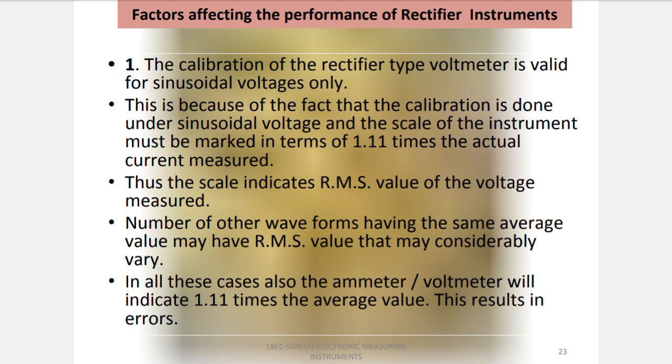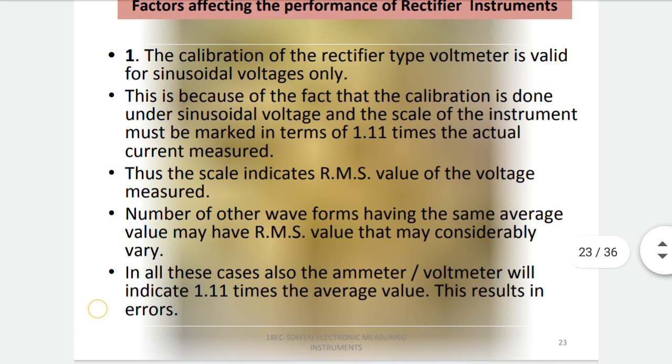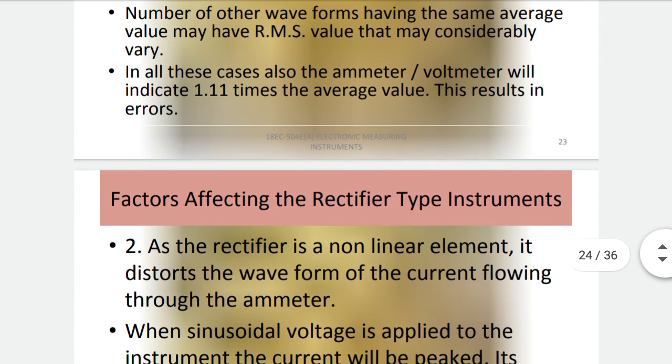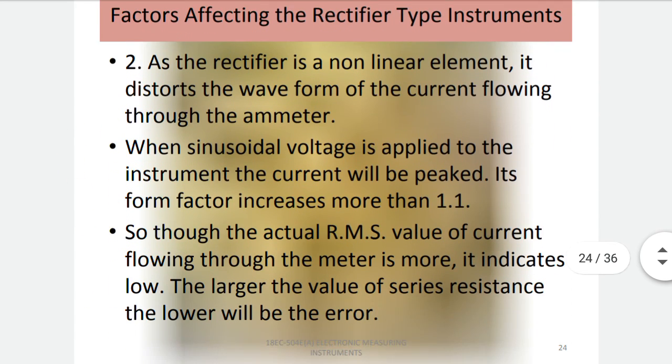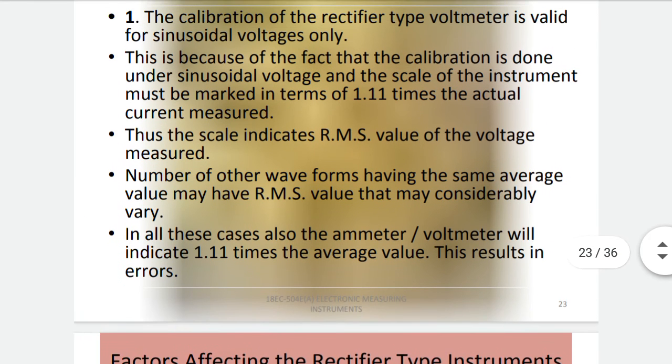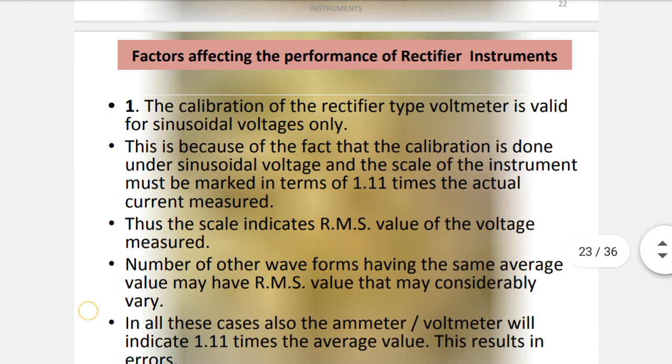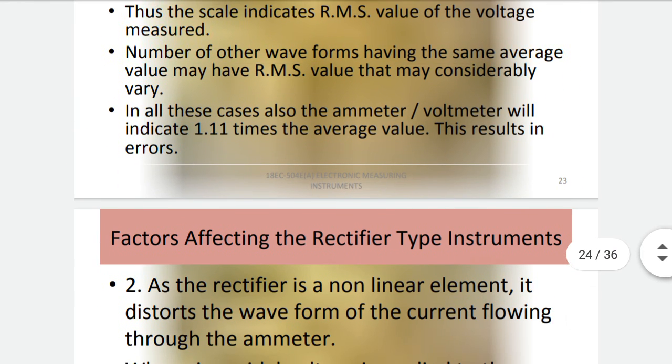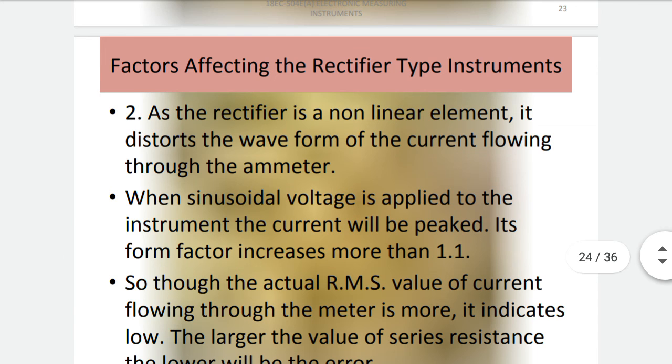In all these cases, the ammeter or voltmeter will still indicate 1.11 times the average value. This results in errors. So the performance is completely dependent on the waveform, that is, it is affected by the waveform error.